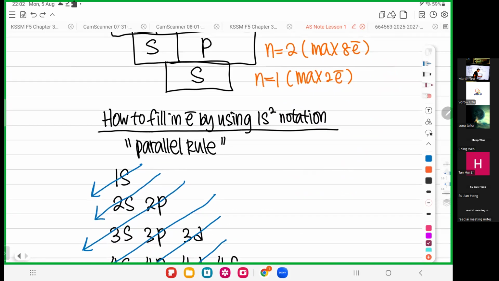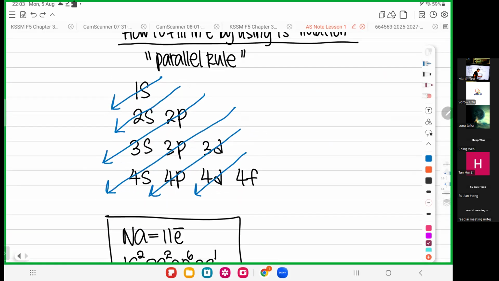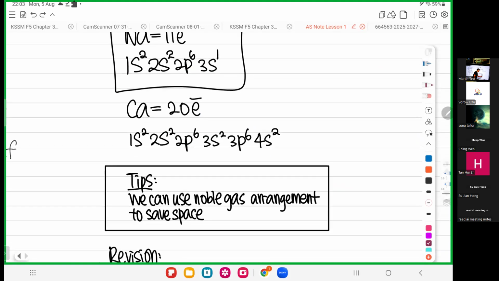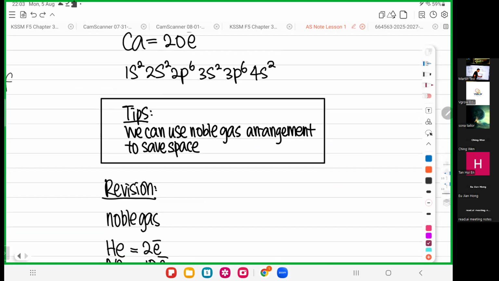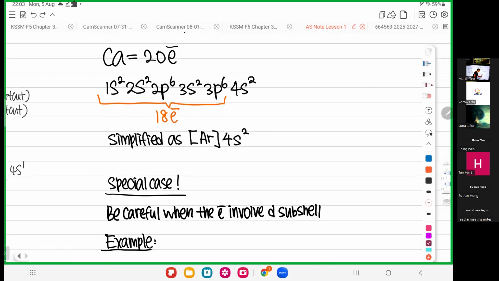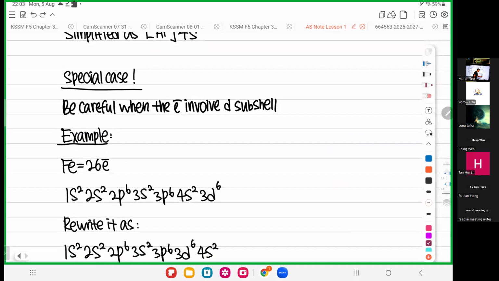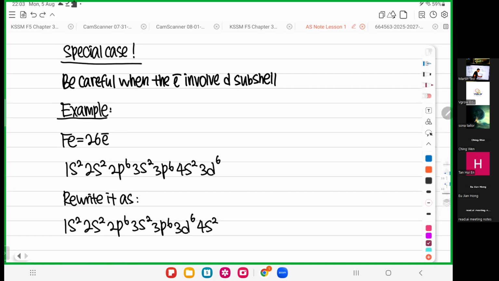We learned about the important parallel rule and how to write the 1s2 notation for atom and ion. And remember, if your 1s2 notation has a d subshell, you need to do beautification. That's it. I hope you learned something in the first lesson of A level study with me.